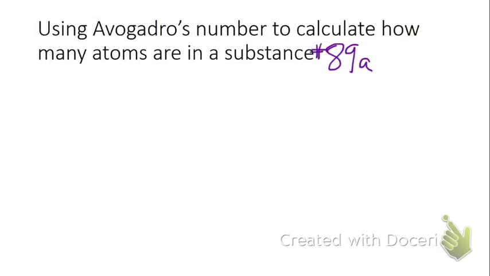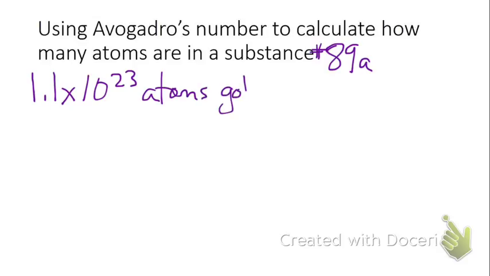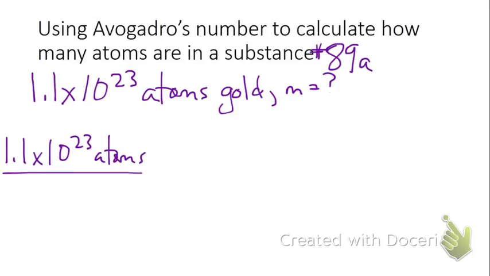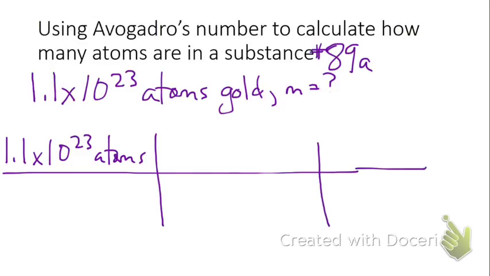So we can go from grams to atoms, and the last problem we'll look at is number 89A. And that is, we can go from atoms to mass. We want to know if we have 1.1 times 10 to the 23rd atoms of gold, what is the mass? Again, we're going to start with what we know, and that's atoms. And we want to end up in grams of gold.